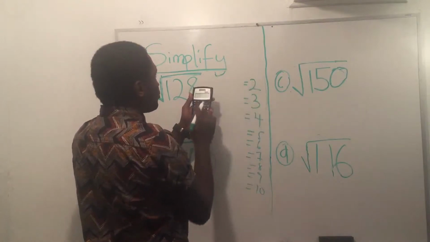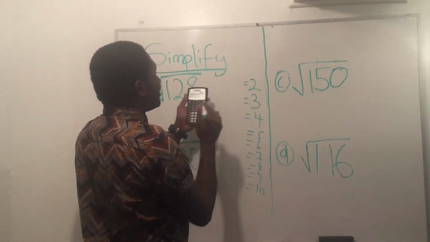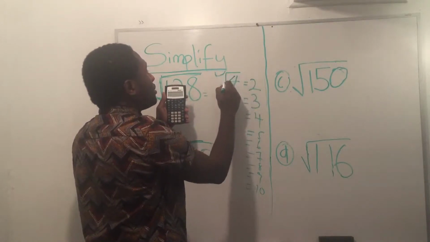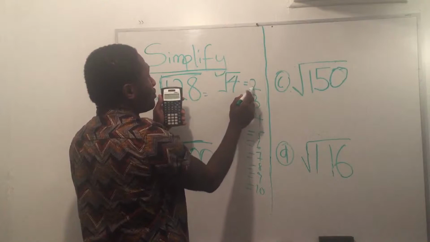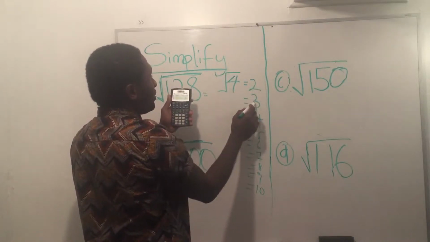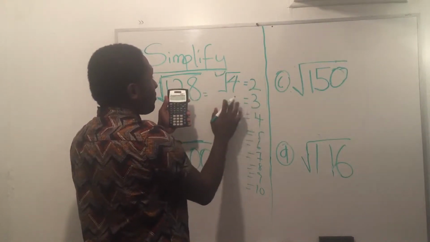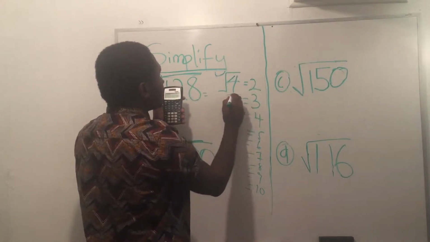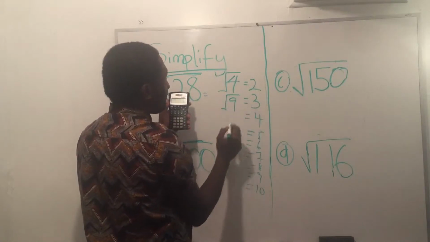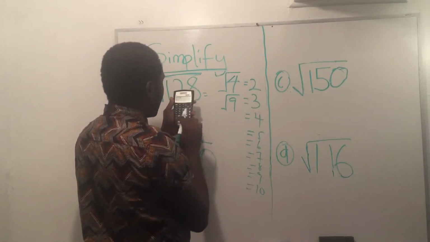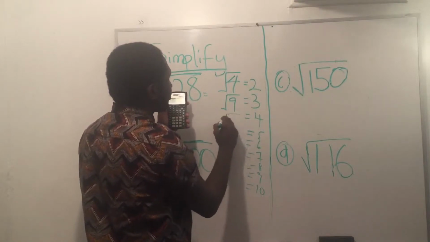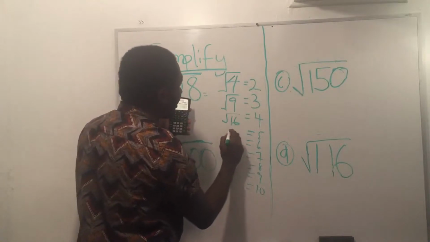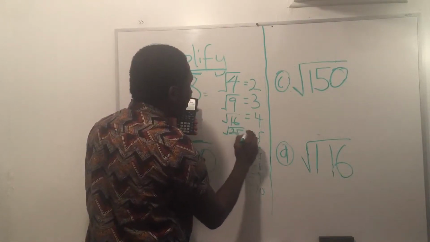I just do 2 times 2 is 4. So that means 4 is a perfect square, because the square root of 4 is 2. To figure out the next perfect square, I do 3 times 3 is 9, so the square root of 9 is 3. Then I do 4 times 4 is 16, so the square root of 16 is 4. And then 5 times 5 is 25, so the square root of 25 is 5.